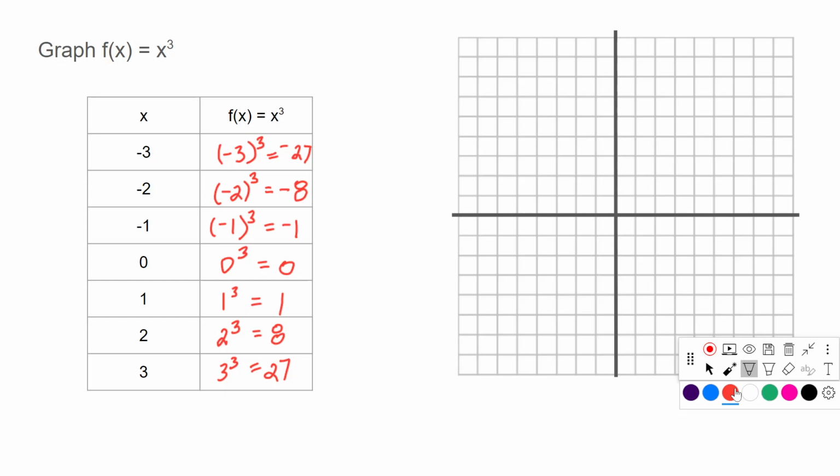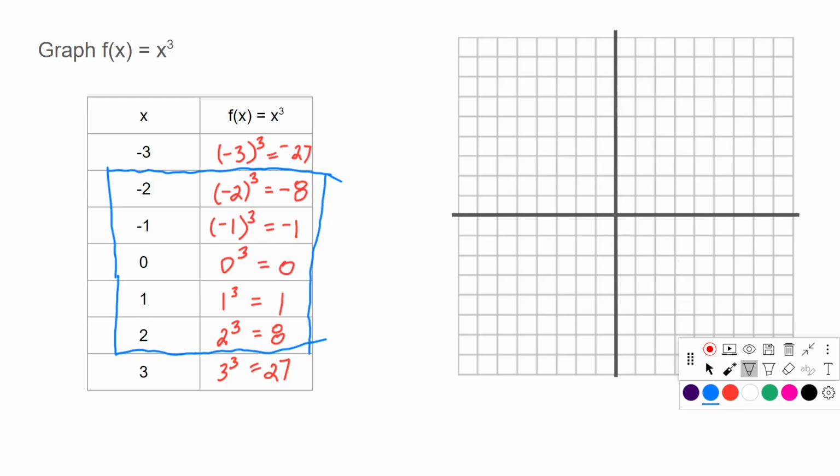What we're going to focus on from these points are these 5 from negative 2 down to positive 2. I'm going to call these my anchor values, because when we start transforming our graphs, shifting them, reflecting them, these are the values I'm going to use to help me graph my cubic function. So I'm going to start at 0, 0.